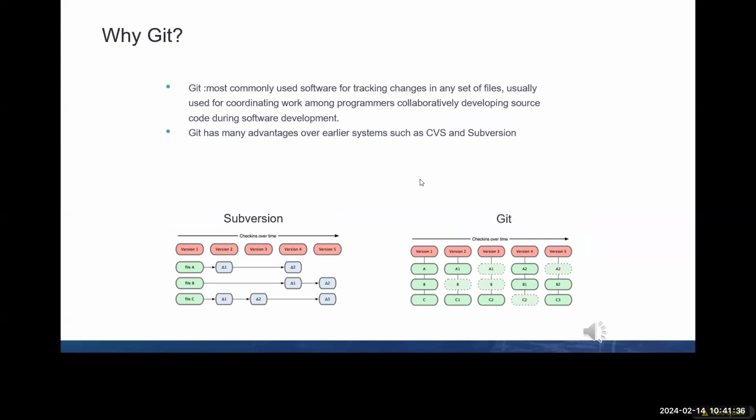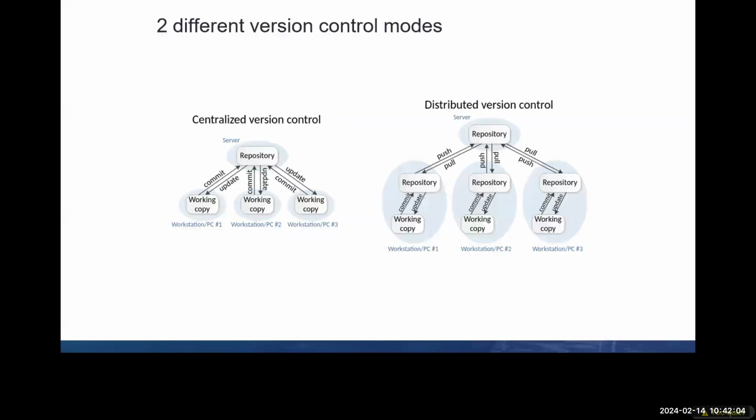Okay, so why Git? Git is the most commonly used software for tracking changes in any set of files. Usually, it is used for coordinating work among programmers or collaboratively developing source code during software development, which is really beneficial. So Git has many advantages over earlier systems such as CVS and Subversion, which, like we said earlier, is this one.